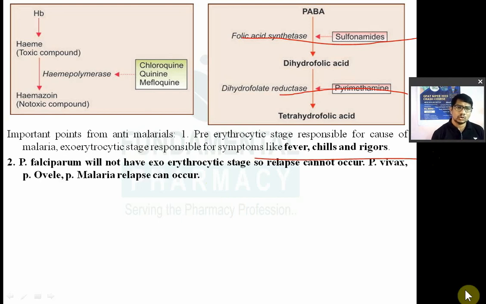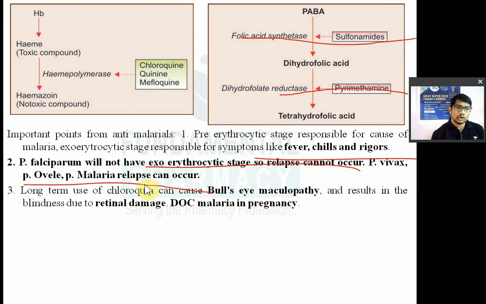Plasmodium falciparum will not have an exoerythrocytic stage, and will not go into a dormant stage. That's why relapse cannot occur. But in the case of Plasmodium vivax and Plasmodium malariae, relapse can occur, right?